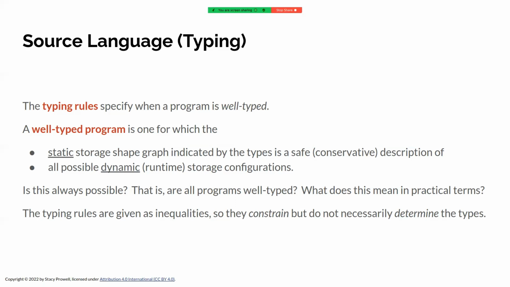The typing rules are given as inequalities. So what this means is they constrain, but don't necessarily determine the types. And Steensgaard is going to go to great pains to not over-determine the typing of things in the language. Okay.